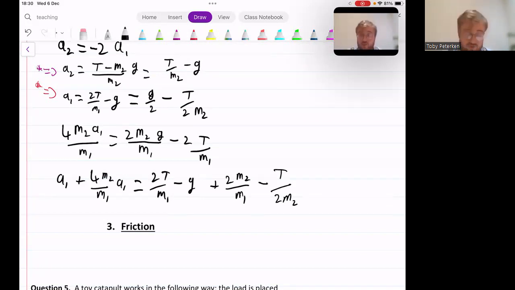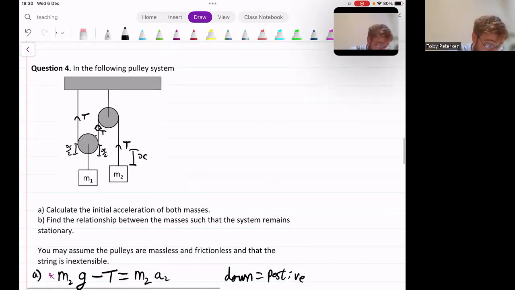Okay, yes, that's a good question. How can m1 accelerate if it's just hanging from the pulley? You're right, but the pulley itself can move down. The pulley is held up by the string which is attached to m2. As m2 goes up, you're right, the distance between m1 and the pulley doesn't change, but the pulley itself goes down.